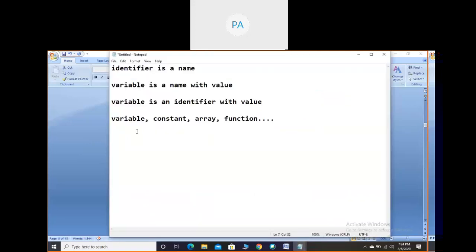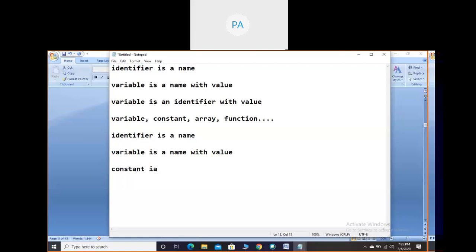Okay, so now let us consider three programming elements. What are those programming elements? See, first one is identifier. This is the general term. So we can say identifier is just a name without any attributes, without any properties. Then we go for the variable. What is variable? Variable is a name with value, which may change during the execution of a program. By looking at the word variable, or variation, we can understand it will change its value.